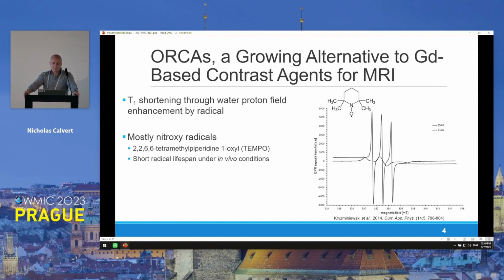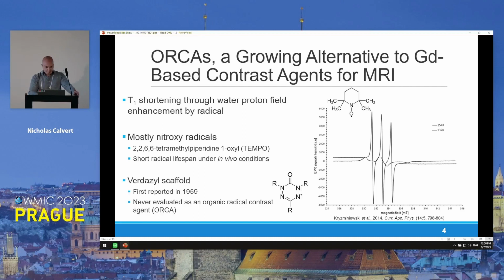Now, a lot of these in the literature are almost entirely nitroxide radical based, so that NO bond with the radical on the oxygen, especially molecules like TEMPO. But the problem with these is they have a short radical lifespan under in vivo conditions. They get quenched by redox, in vivo redox, very readily.